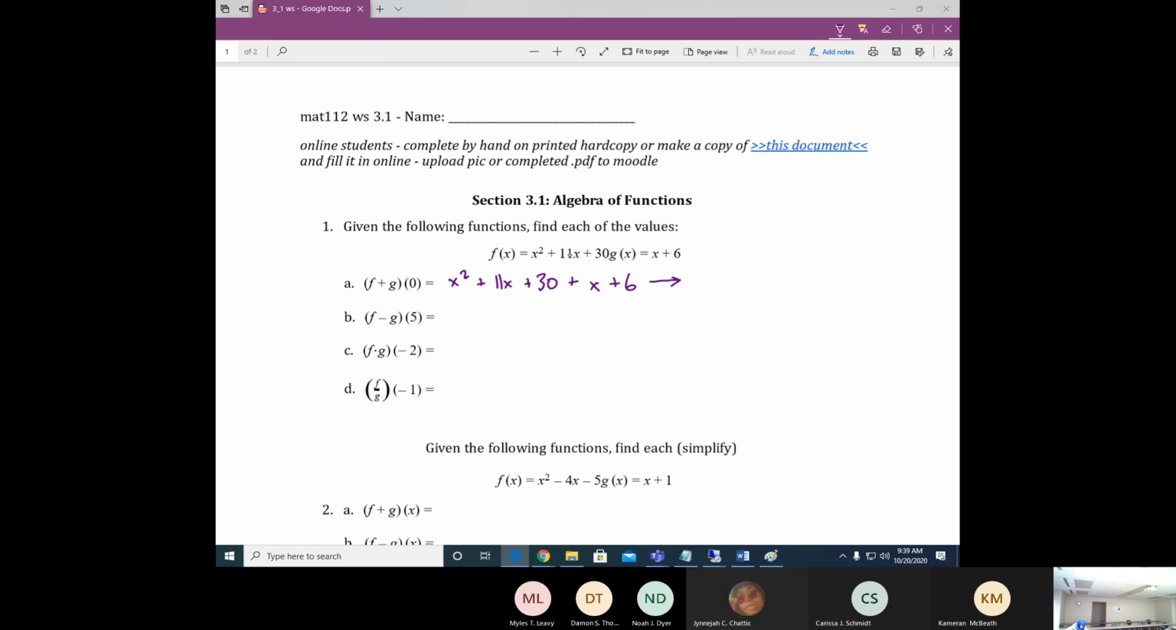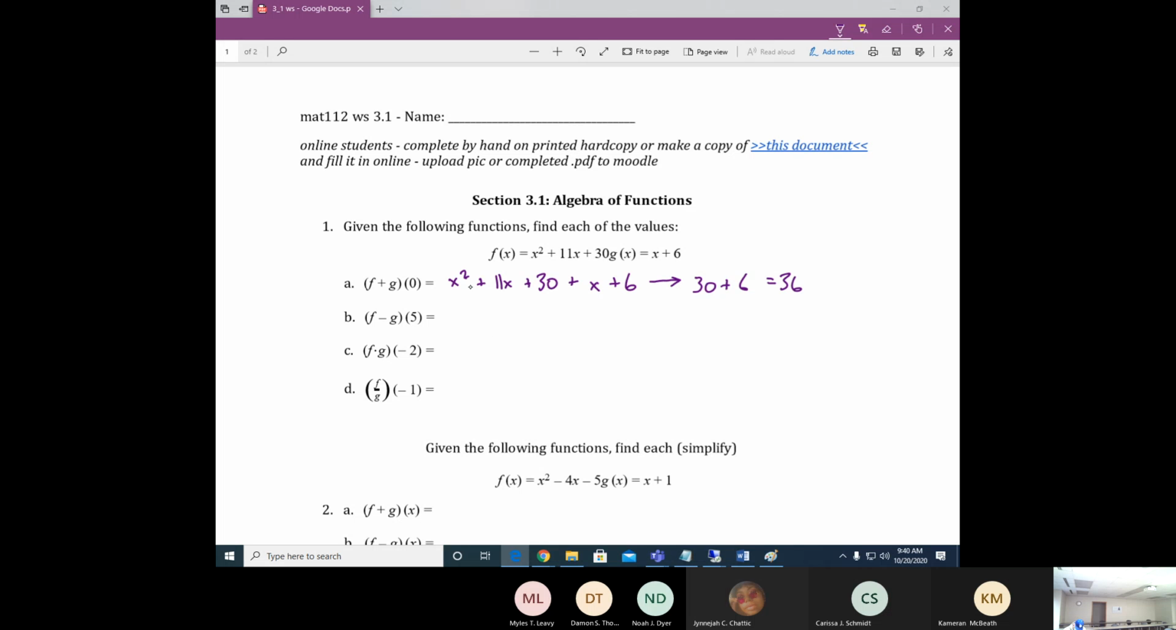F of 0 is 0 plus 0 plus 30. Well, 30 plus g of 0, which is 0 plus 6, so 36. And we started this Friday, so this is kind of review for you.